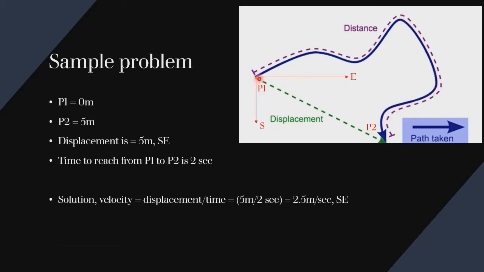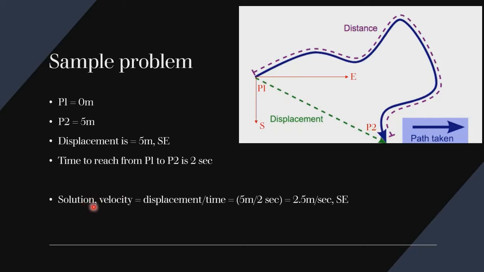So definitely the straight path from P1 to P2 will be our displacement. Supposing that P2 is 5 meters from P1, therefore the displacement is 5 meters. Supposing that this is east and this is south, it is 5 meters south of east. So that's the distance and direction.